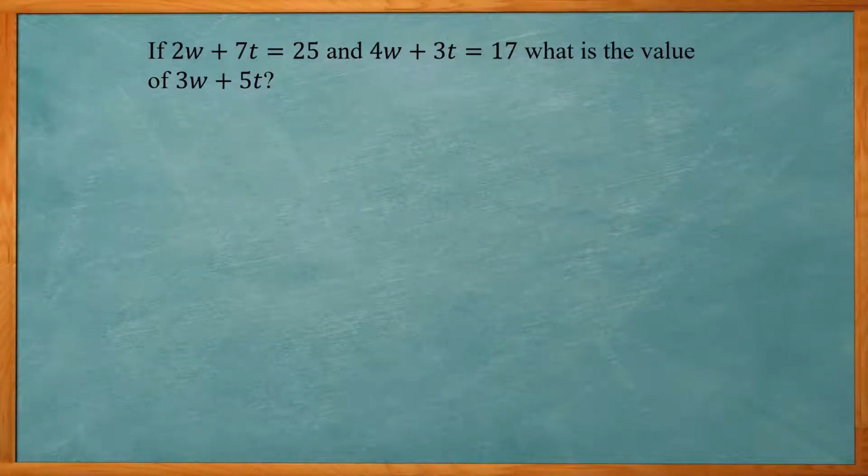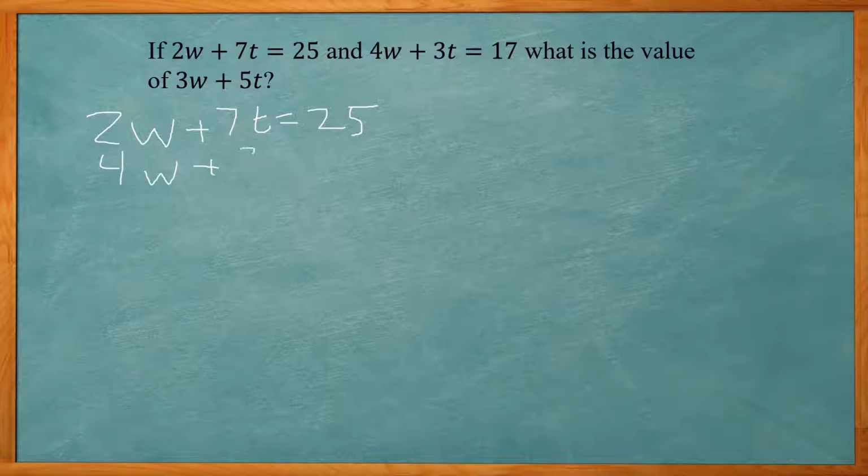So this next one reads, if 2w plus 7t equals 25 and 4w plus 3t equals 17, what is the value of 3w plus 5t? If you weren't paying attention, you would just think this is a system of equations that you need to solve: 2w plus 7t equals 25 and 4w plus 3t equals 17. You know how to solve a system of equations, so let me just write it out here. 2w plus 7t equals 25 and 4w plus 3t equals 17.